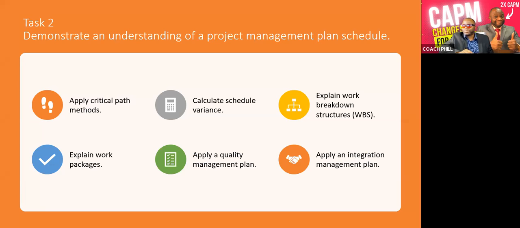Task 2, demonstrate an understanding of a project management plan schedule. In other words, understand schedule management. So things like the critical path, schedule variance, the WBS, work packages, a quality management plan, and an integrated plan of schedule, cost, scope, and things such as that. You need to have a grasp of that.